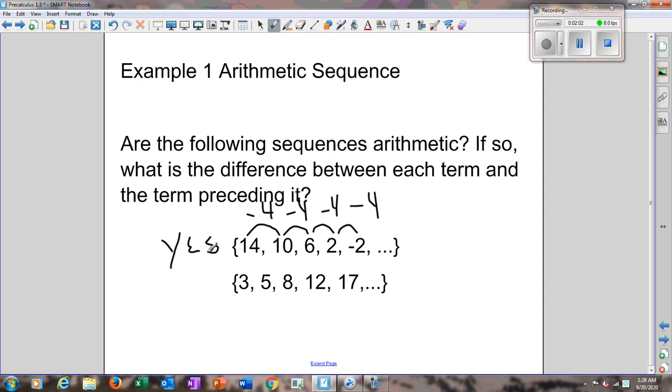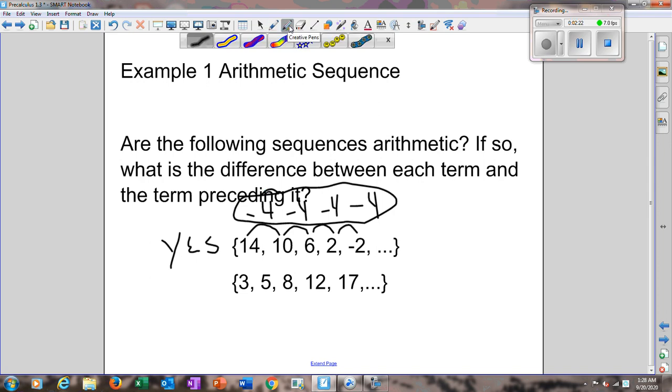Now, when I started this, I said that I had to add the same term each time, but these are all subtraction. So how is this an arithmetic sequence? Because subtracting 4 is the same as adding negative 4. So that's what makes this one arithmetic.